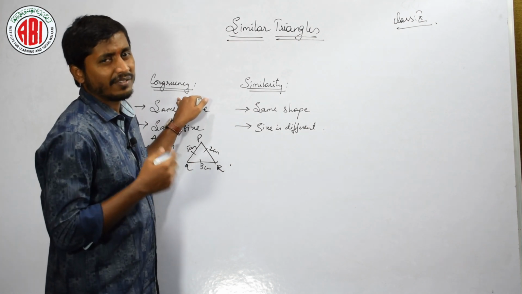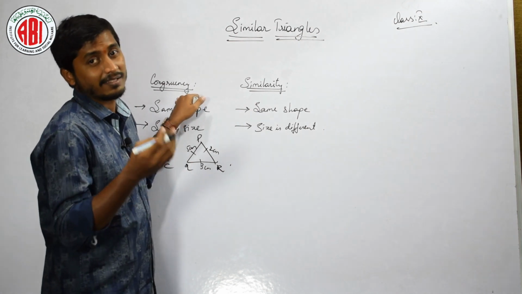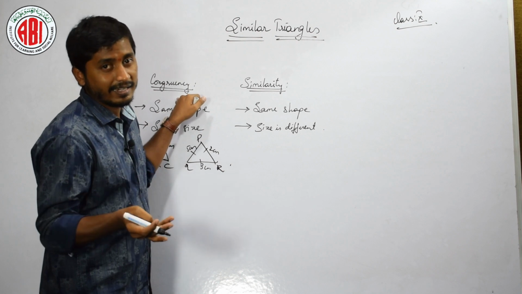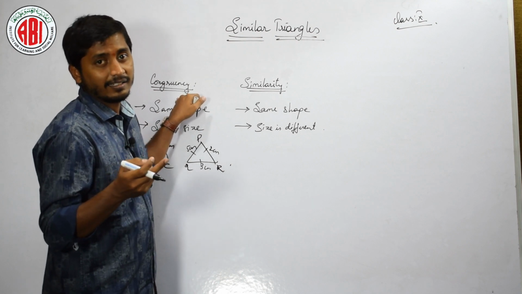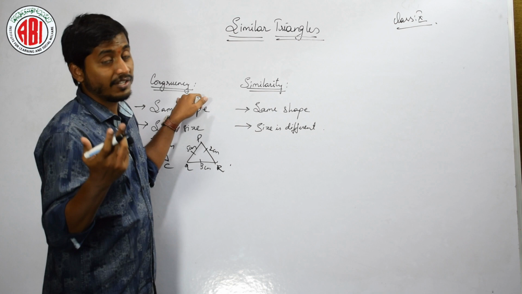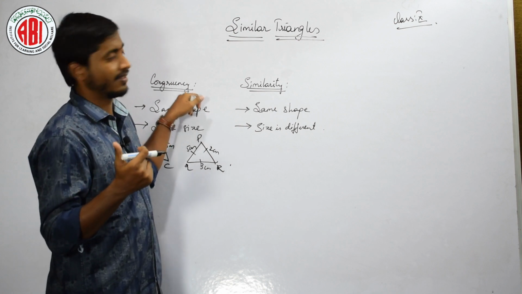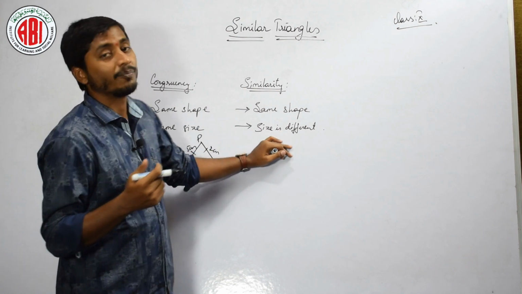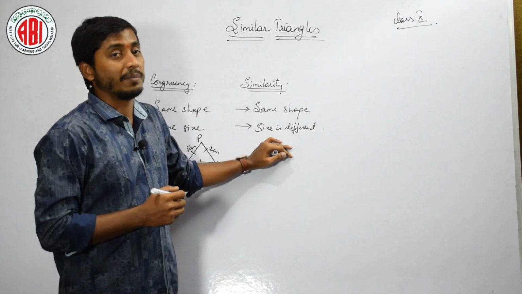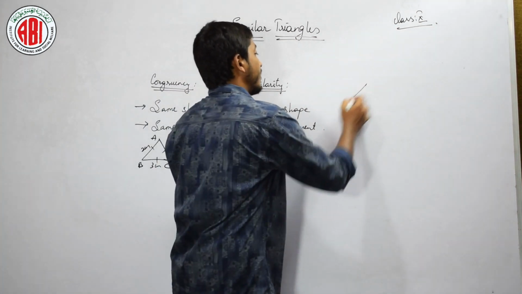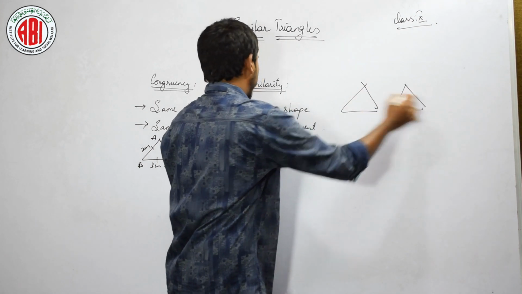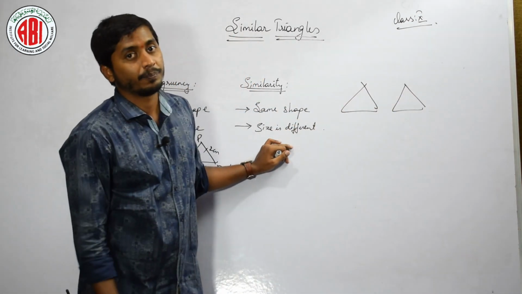Based on that, you would have seen different congruency rules such as side angle side, and RHS. There are different kinds of congruency rules which you may have seen in the last classes. The next thing is similarity. Two triangles are said to be similar when the shape is the same but the size is different.